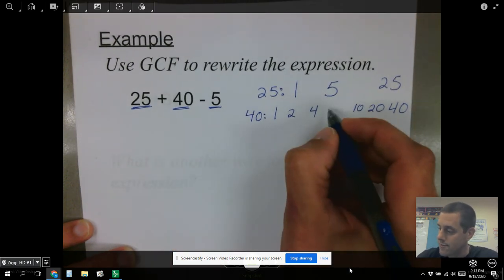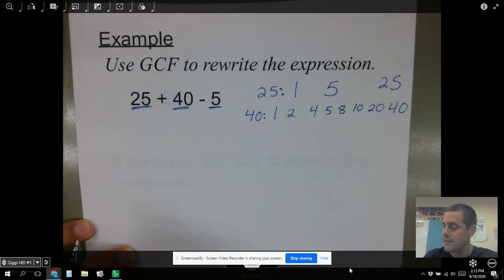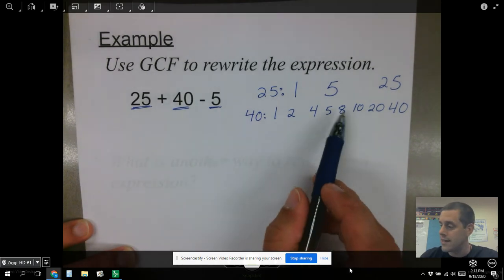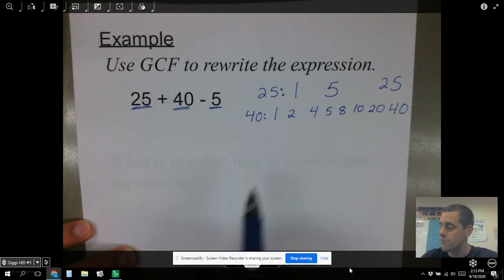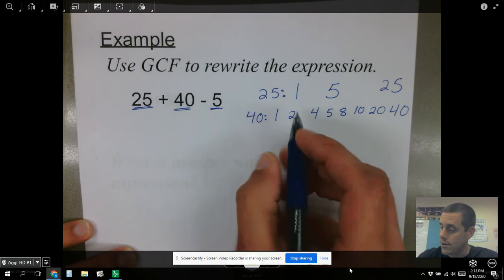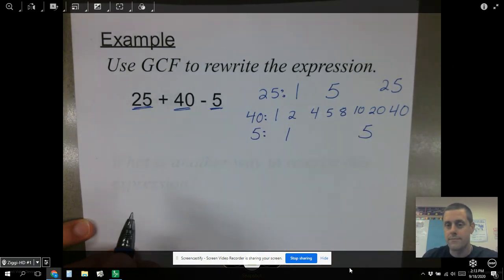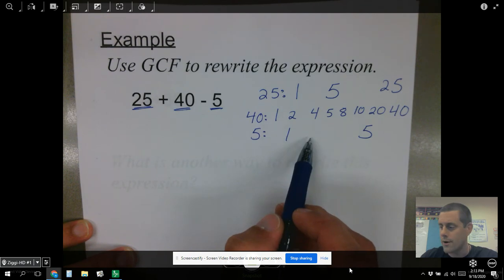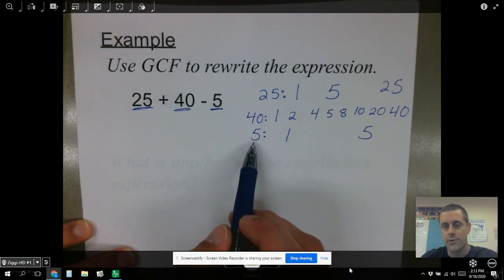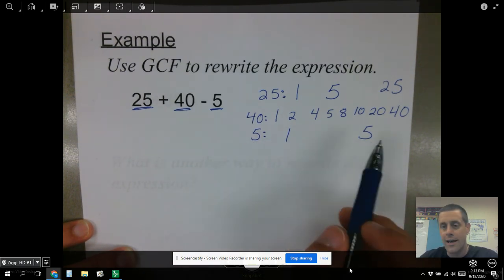It ends in 0, so 5 will work. 5 times 8. 6 and 7 are not factors, and 8 is my repeat. So there are all my factors of 40. We have a third term, so now I need factors of 5. 1 and 5. It is not even, so 2 won't work, 3 won't work, and counting by 4s, you'll never say 5, so 4 won't work, and 5 is my duplicate.